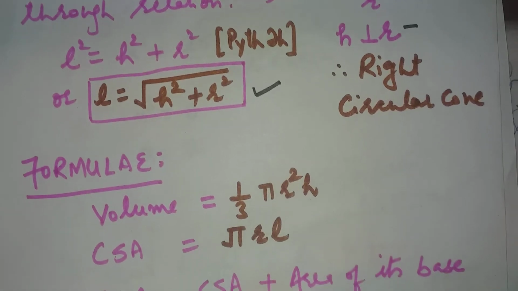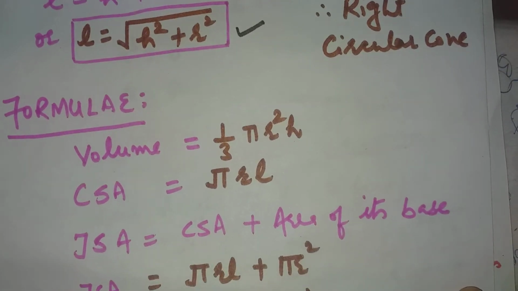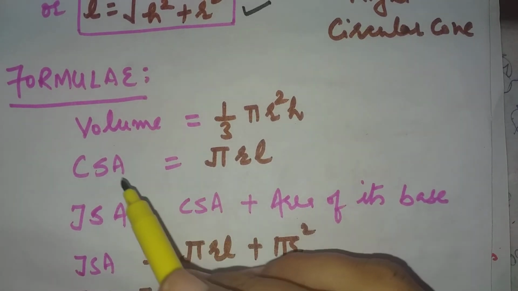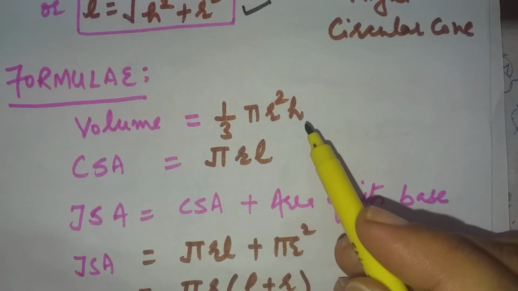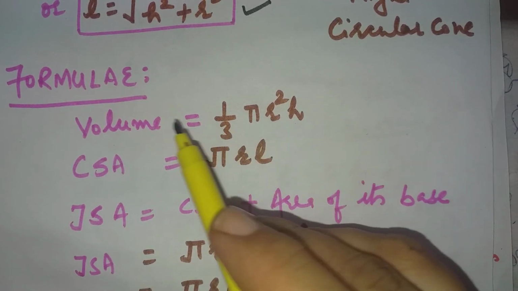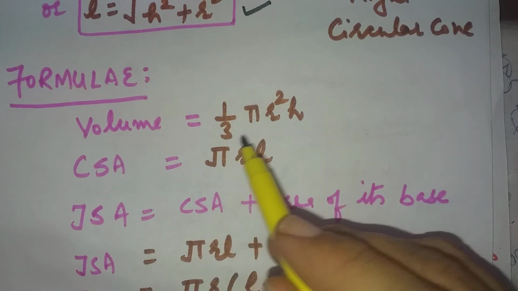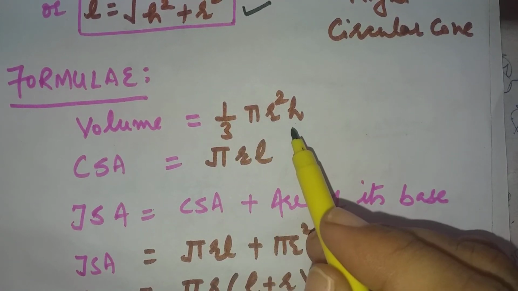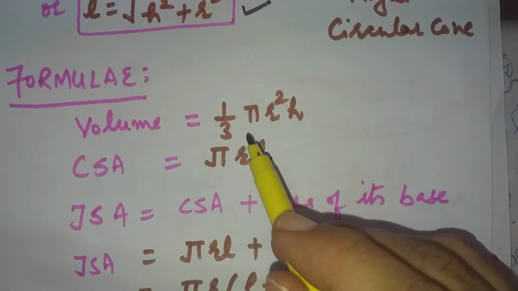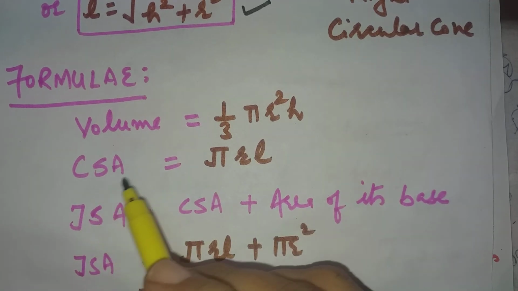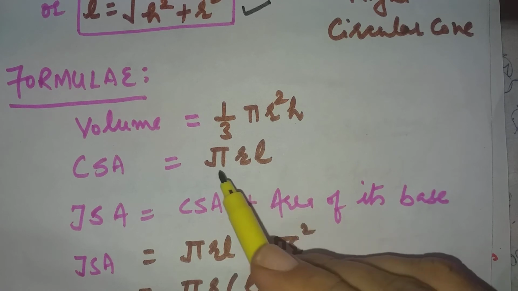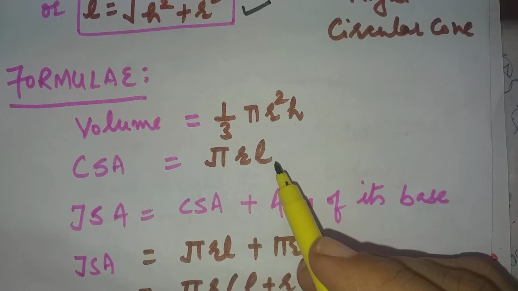Now, the very important part about the formulae of cone. Formulae are the most important part of the topic. Volume of the cone is 1 by 3 pi r square h. If you remember, pi r square h is the volume of a cylinder. So volume of cone is always 1/3 of the volume of a cylinder. Remember it like this. So it is 1 by 3 pi r square h. Then the curved surface area is pi r l. See, now L has come here. Pi r l is the curved surface area of the cone.